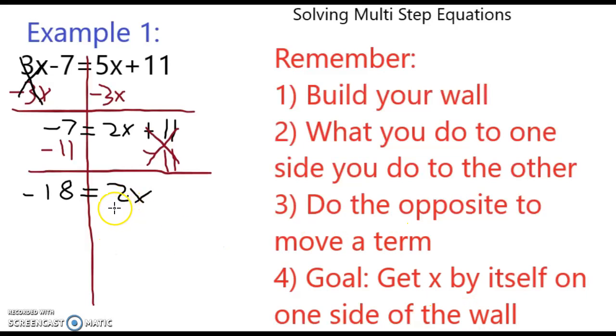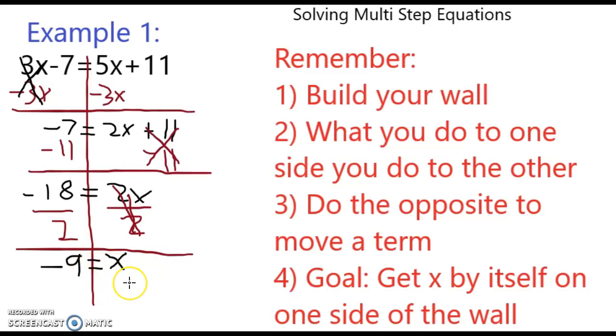The opposite of multiplying by 2 is dividing by 2. All right, so I'll divide by 2 here, and I'm going to divide by 2 here. When I do that, I get to cross something out. Look at that. I'll be left with an x over here, and I'll be left with a negative 9 over here. And now we have x by itself on one side of the wall, and we have what it equals.